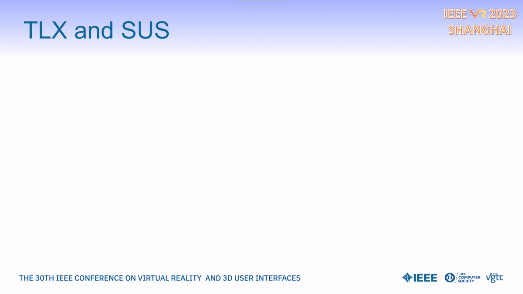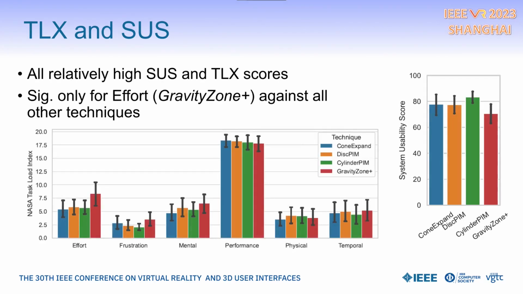We collected a system usability scale and NASA TLX scores for all the techniques from participants during the study. All SUS scores were relatively high, and there were no significant differences between the techniques. NASA TLX scores were also relatively high, and a significant difference was found only in the effort measure, where Gravity Zone Plus was reported to require more effort by the participants than other techniques.